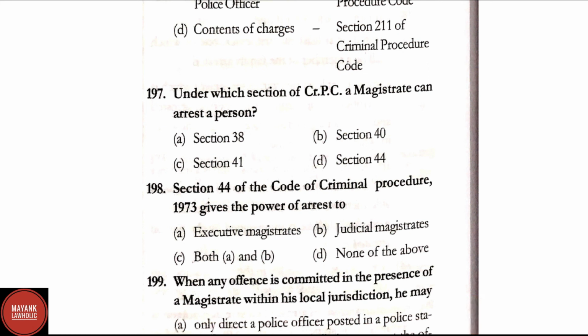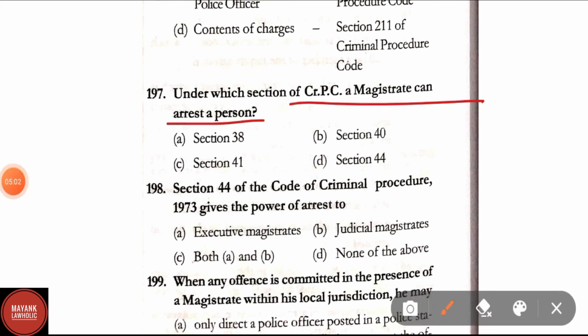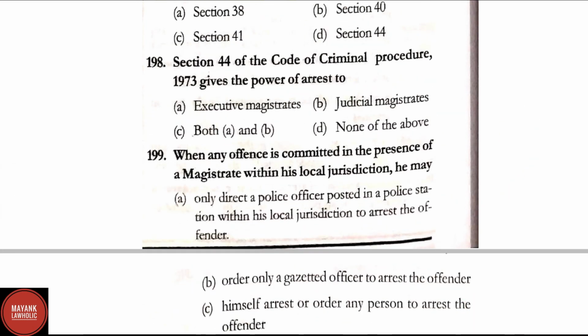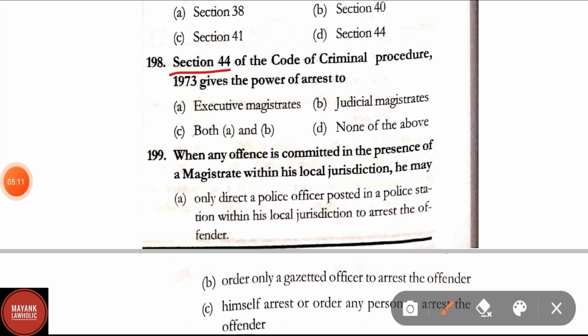Question number 197. Under which section of CrPC a magistrate can arrest a person? Here correct answer is option D, that is section 44 of CrPC. Question number 198. Section 44 of CrPC 1973 gives the power of arrest to option A, executive magistrates, option B, judicial magistrate, and option C, both A and B, and option D, none of the above. Here correct answer is option C, that is both A and B, executive magistrates and judicial magistrates.